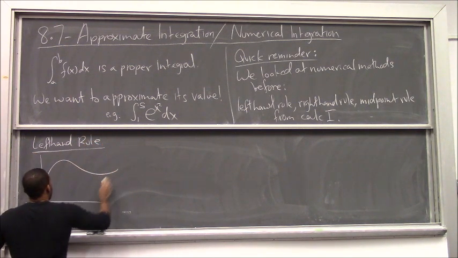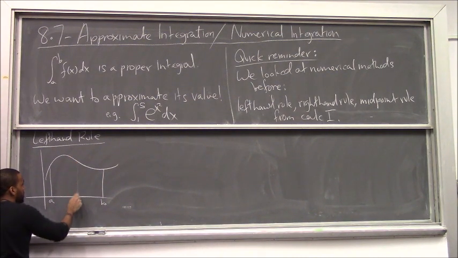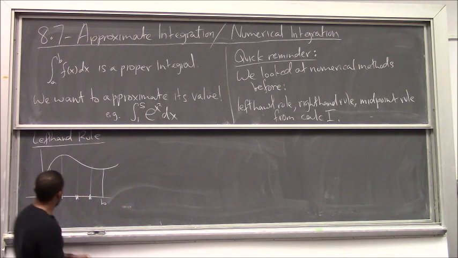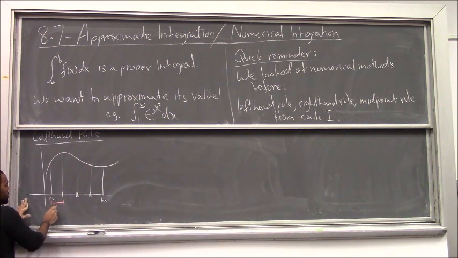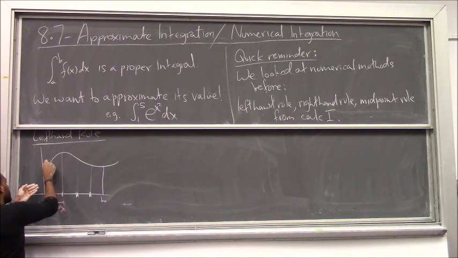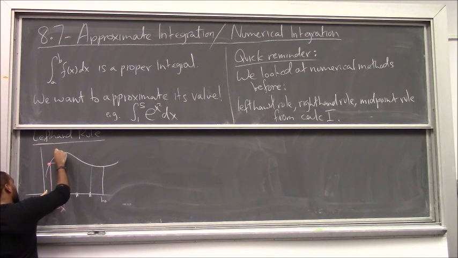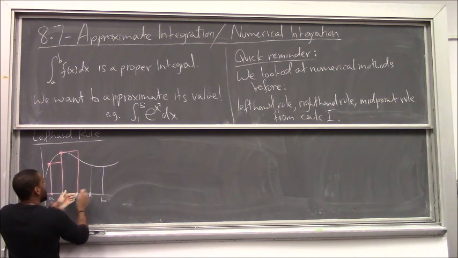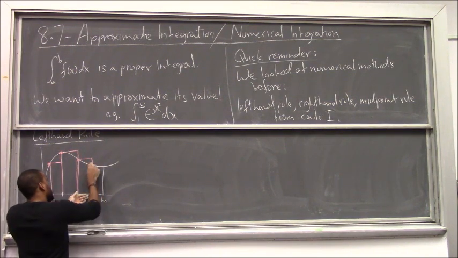So the idea with the left-hand rule, you had some curve doing its thing on the interval AB. You dissect this into some number of subsections, and on each of these subintervals, whose length we call delta x, you would let the left side of that subinterval determine the height of the rectangle, and then you slice it off. Then you go to the next one, the left side determines the height of the rectangle. Cut it off.